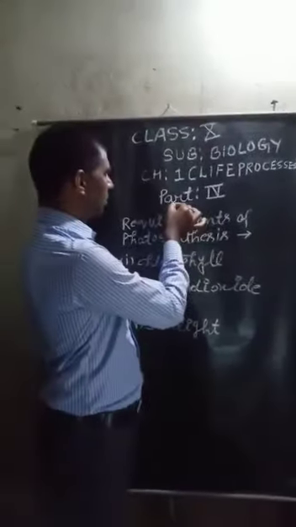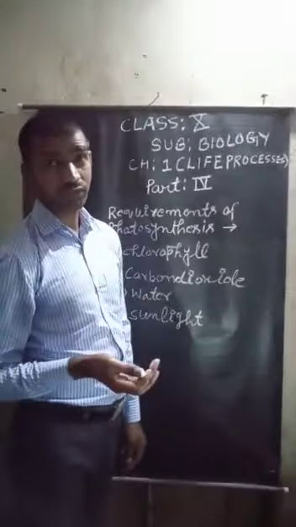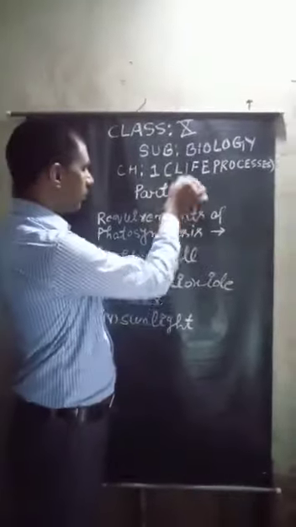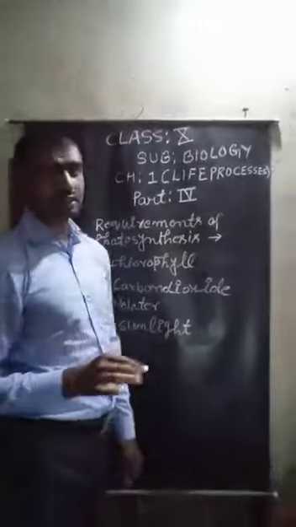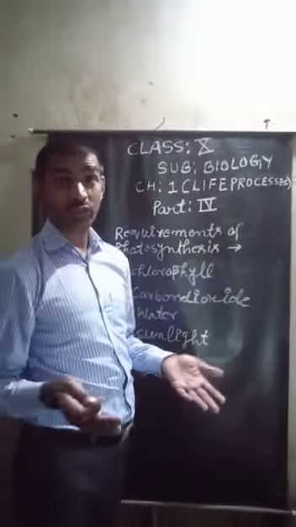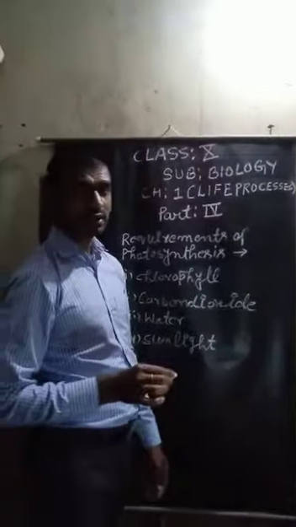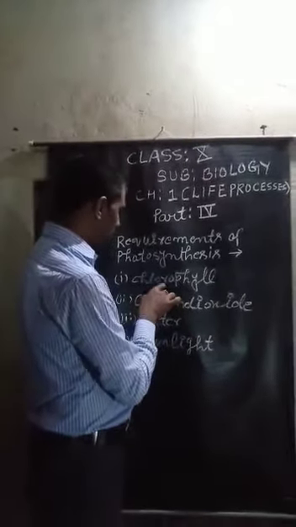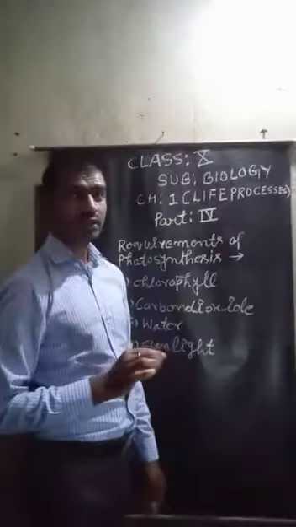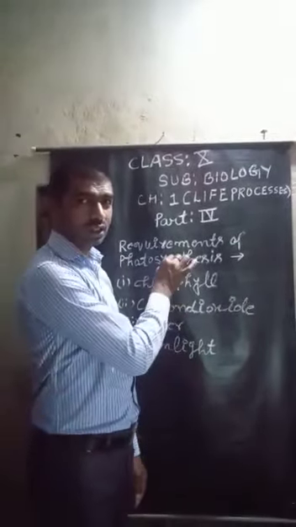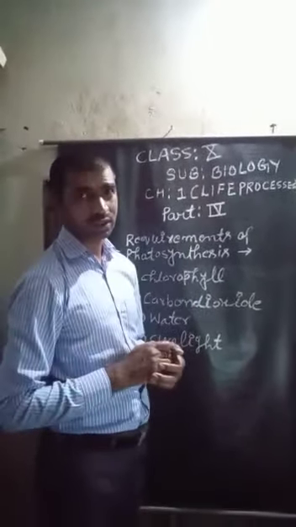Today in part 4, you will learn about the requirement of photosynthesis. That means, what is the need of photosynthesis? The needs of photosynthesis are chlorophyll, carbon dioxide, water and sunlight. This is the requirement of photosynthesis.